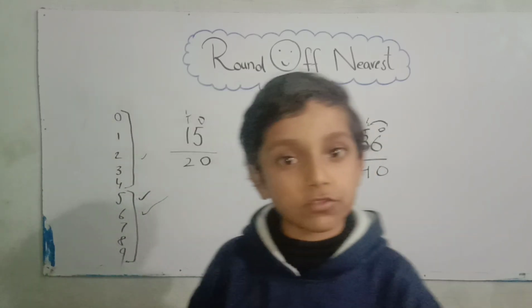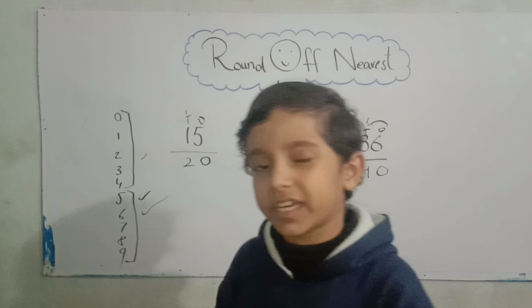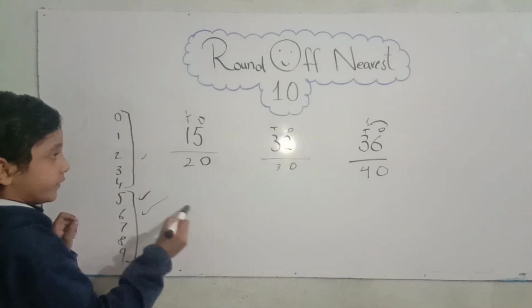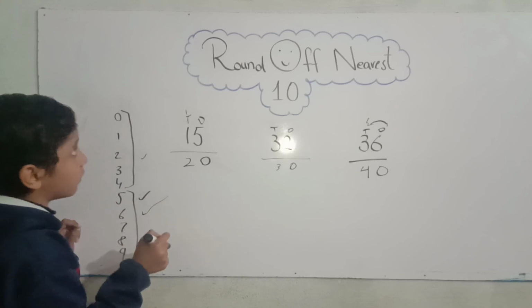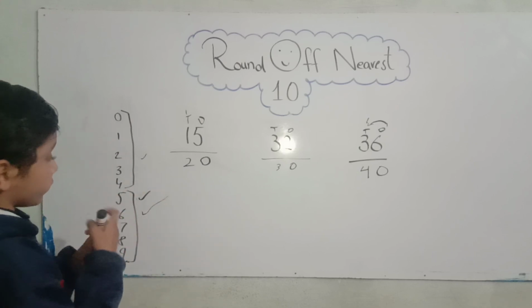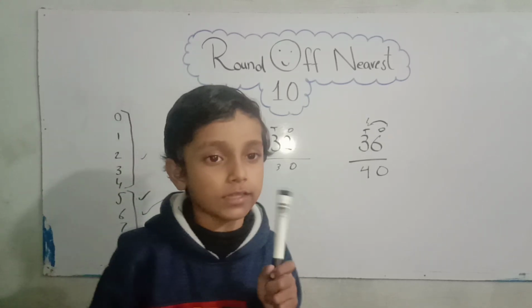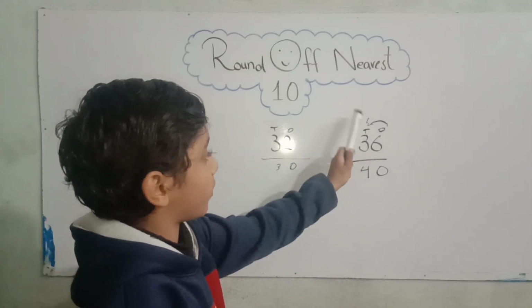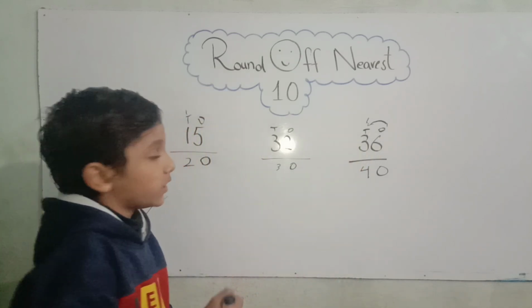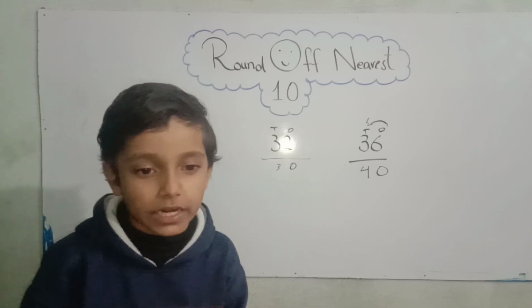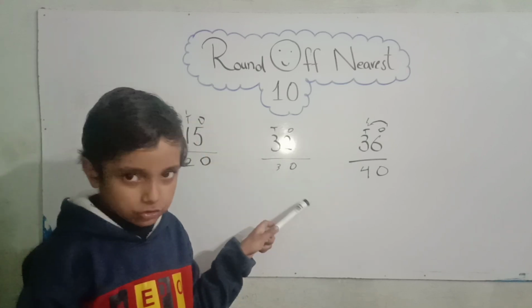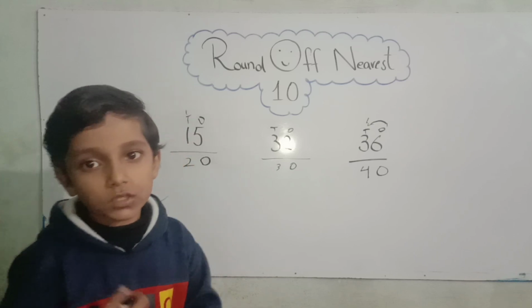So, let's revise the method again. Let's go to the method. The method is here. So, if the number is bigger than 4, then it has to give 1 to the tens place. If the number is less than 4, then it has to give nothing and it has to be 0.